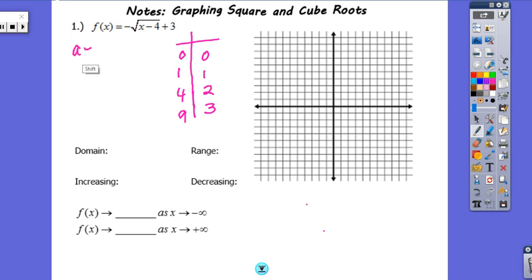Alright, here my a is negative 1. So I'm multiplying all these values by negative 1. So negative 1, negative 2, negative 3. And my (h, k) here is (4, 3). So that's where I'm going to start my counting. So (4, 3).